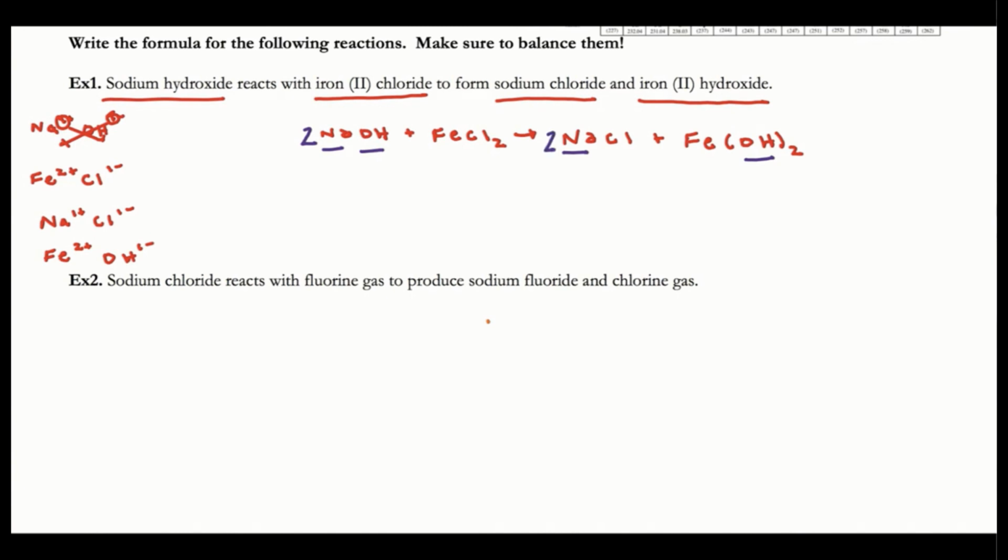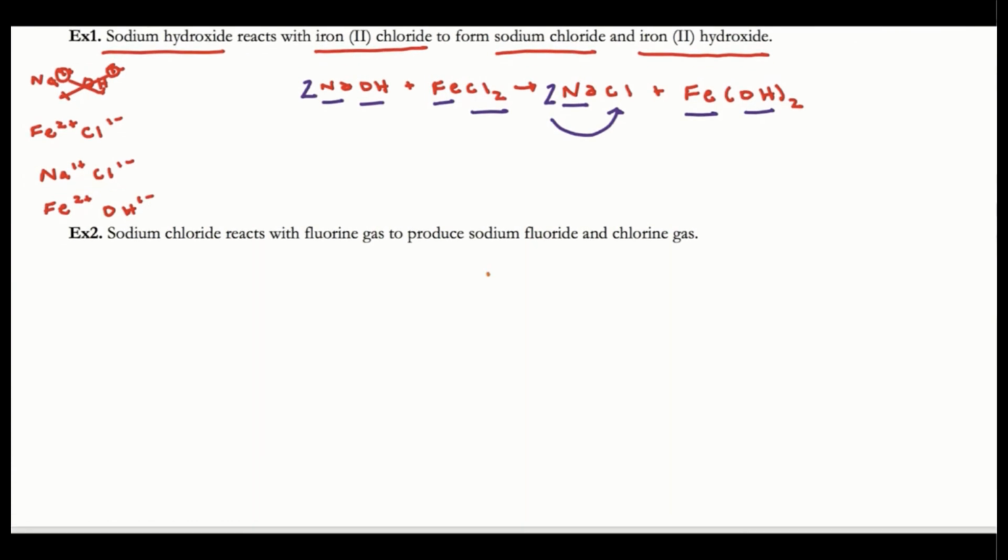Okay? I have 1 iron on my reactant side, 1 iron on my product side, 2 chlorines on my reactant side, and now 2 chlorines on my product side. So I am balanced, and that is your first reaction, taking it from words and converting it into chemical formula. All right, let's look at the next example.